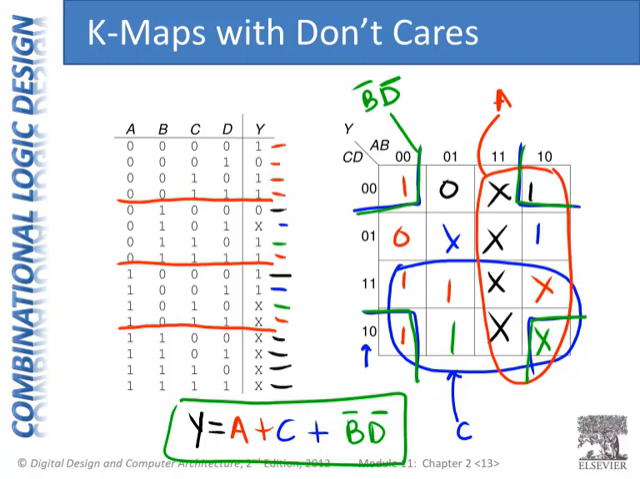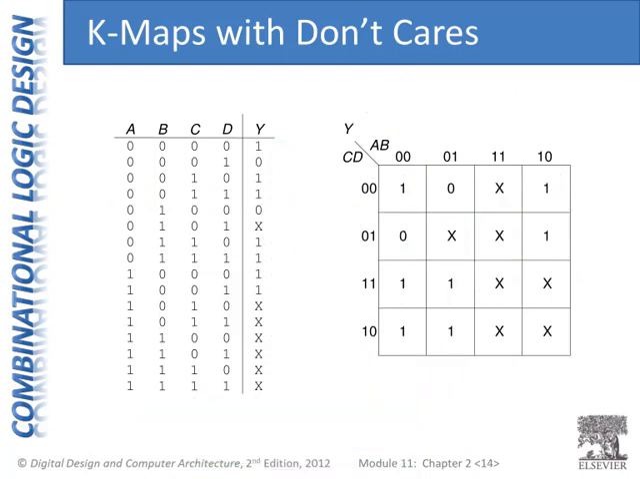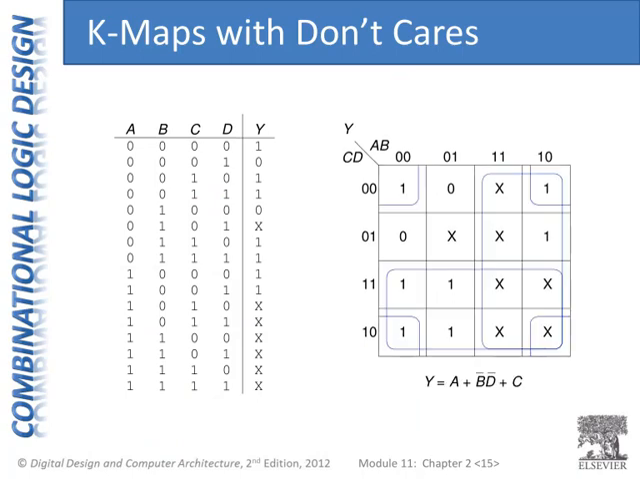Well, what if I had written this as y equals A or B bar, D bar, or C, or some other way commuted those terms across the or operation? Doesn't matter. It's logically correct. So don't worry about what order you have those prime implicants in. Okay, so here's cleanly written for your reference and the solution.